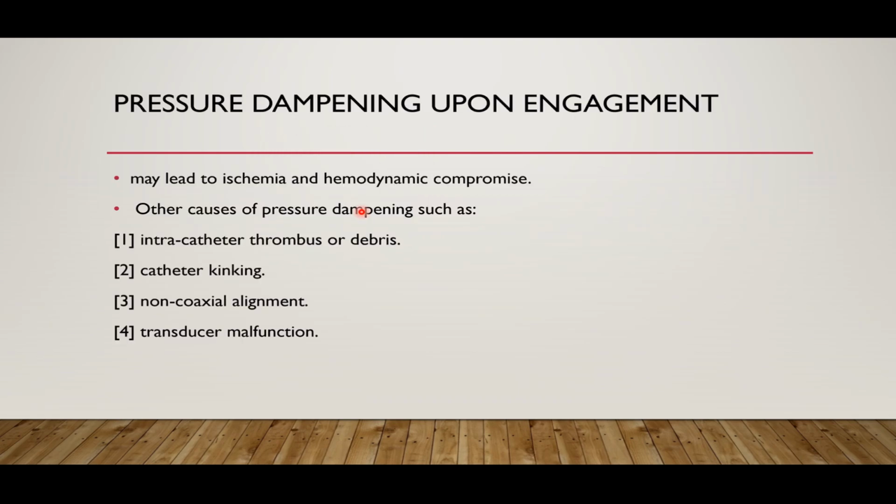What is the problem in ostial lesion? There is a pressure dampening upon engagement. And what is the problem of pressure dampening? It leads to ischemia and hemodynamic compromise, of course. And of course, don't inject during pressure dampening because you can induce a dissection. Traditional causes of pressure dampening should be excluded, such as intracatheter thrombus or debris, kinking in the catheter, non-coaxial alignment, or malfunction of the transducer.